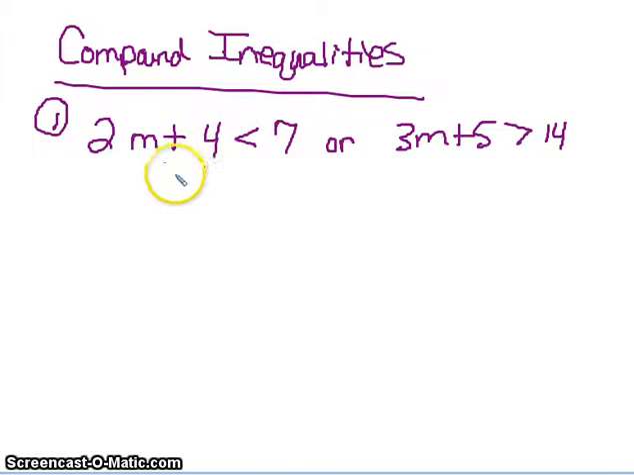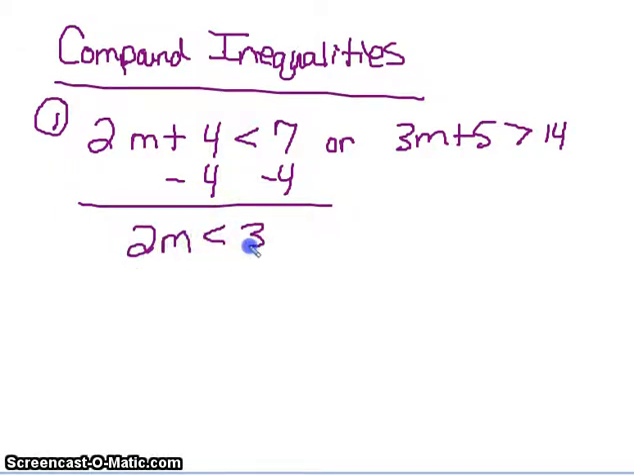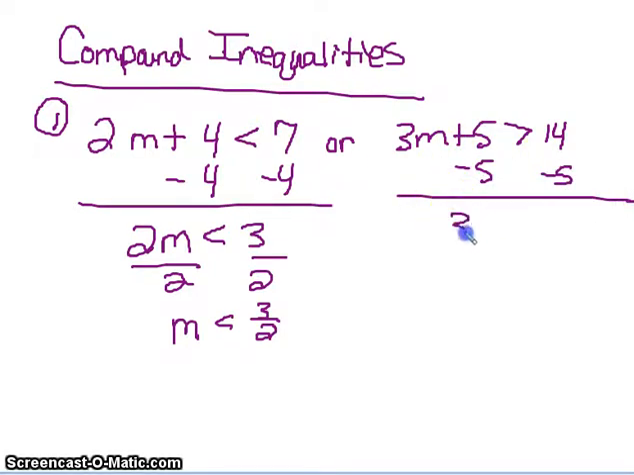So if we want to work the first one, we're going to subtract 4 from both sides. We're going to get 2m is less than 3. And then we're going to divide both sides by 2 to get m is less than 3/2. Our second one, we're going to subtract 5 from both sides. And we get 3m is greater than 9. Divide both sides by 3. And we get m is greater than 3. So we have these two possibilities going on here.